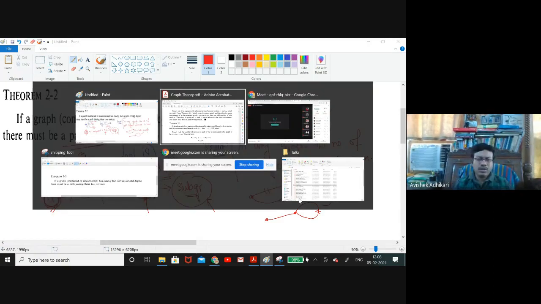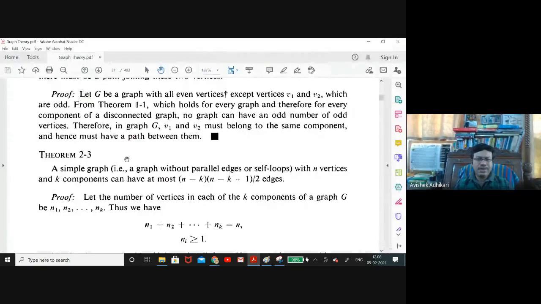Okay. So this statement is quite important. So mind that this is for simple graphs. This result is true: a simple graph with n vertices and k components can have at most (n minus k) into (n minus k plus 1) by 2 edges. So that means you cannot have an arbitrary distribution of number of vertices, number of edges, and number of components. There is a bound. That means there are good relations among these three parameters n, k, and the number of edges.